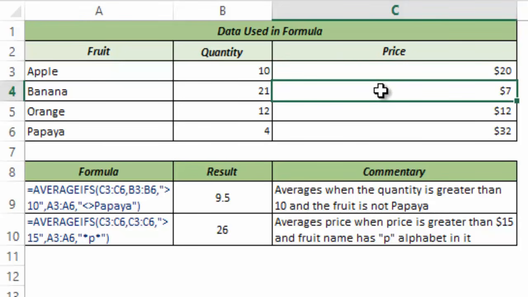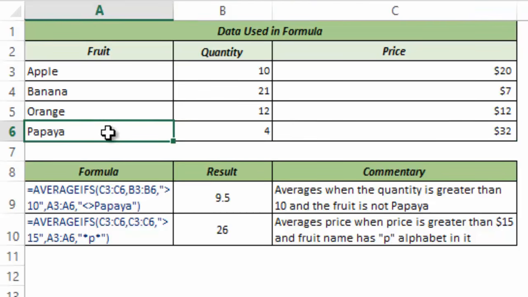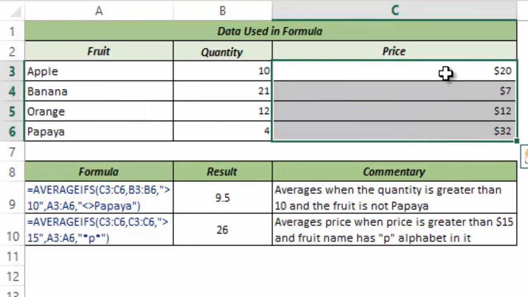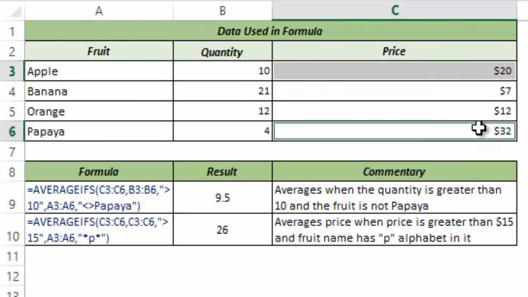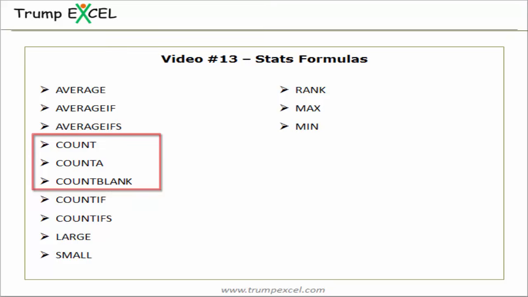The second condition is not true because this is less than 15. The third is again not true, and the fourth is true because this is greater than 32, and the second condition is also met, that the fruit name has alphabet P in it. So only these two, which is C3 and C6, are taken into consideration for the average function, and when it averages it is 52 by 2, which comes out to be 26. So this is how the AVERAGEIFS function works in Excel.